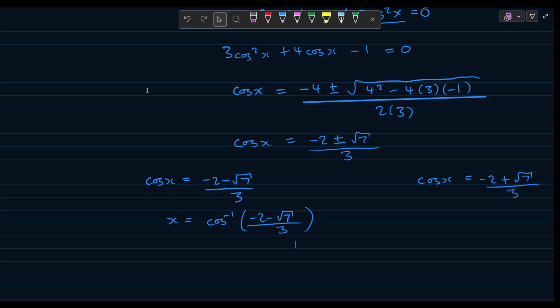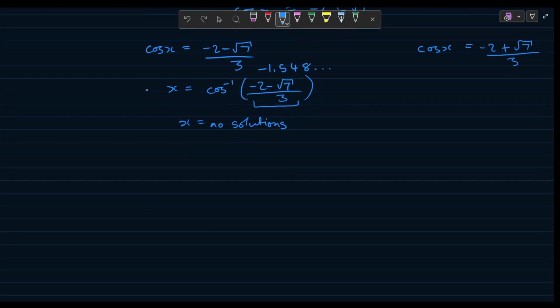And this is going to give us an error, so x has no solutions here. My guess is that this value in here is probably less than negative 1. It's (negative 2 minus root 7) over 3. That gives us, exactly, negative 1.548 and so on. And the idea is that if I am to draw our equation of y is equal to cos x, just ignore the bent x's.